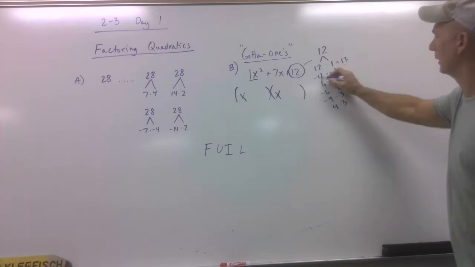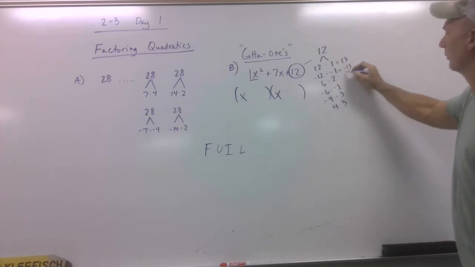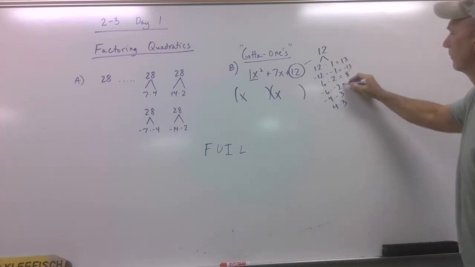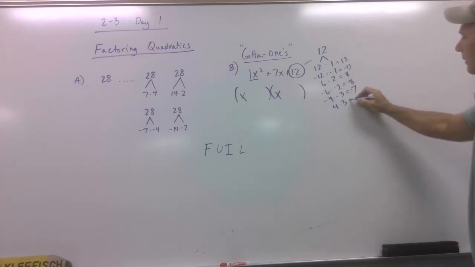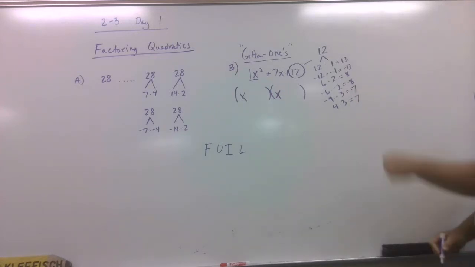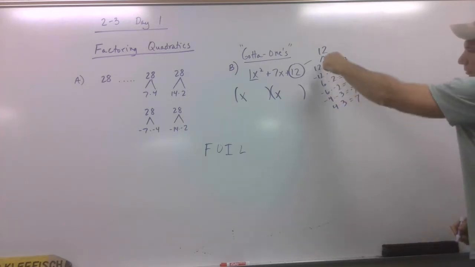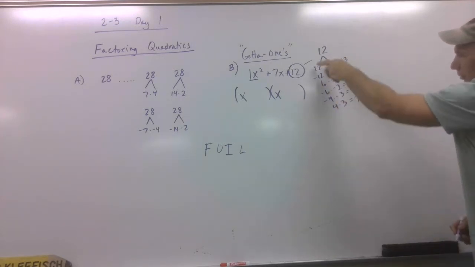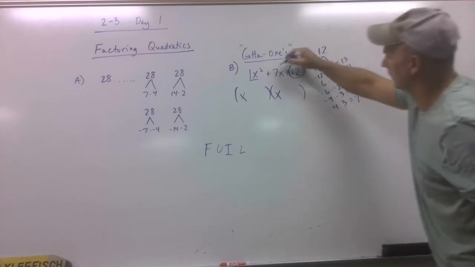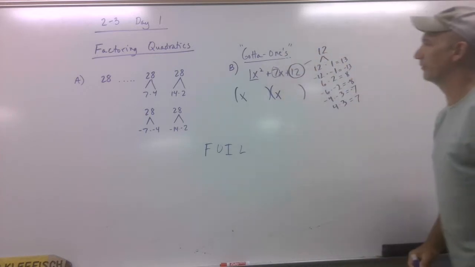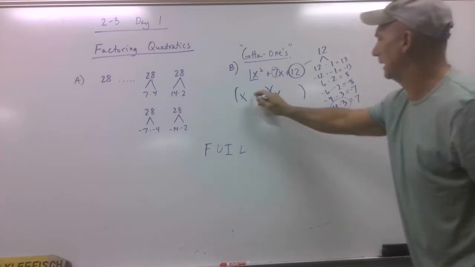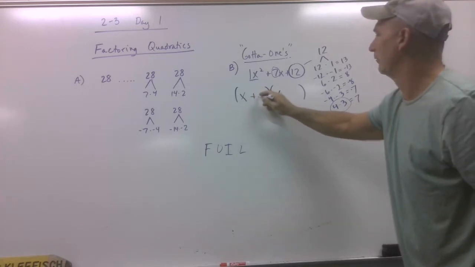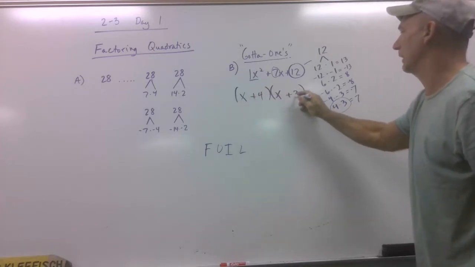And I ask myself, see, this one adds up to 13. 12 and 1 is 13. This adds up to negative 13. This adds up to 8. This adds up to negative 8. This adds up to negative 7. This adds up to 7. So I've got to take a minute and say, all right, which combination of these factors of 12 has a sum of 7? And that would be these two. So that's my answer, essentially, plus 4 and plus 3.